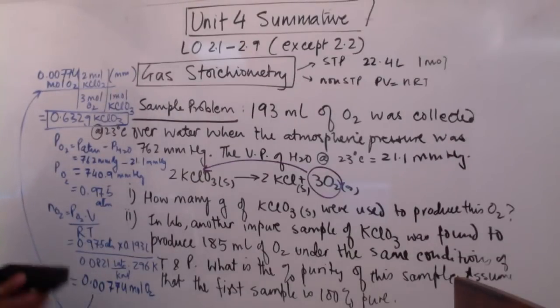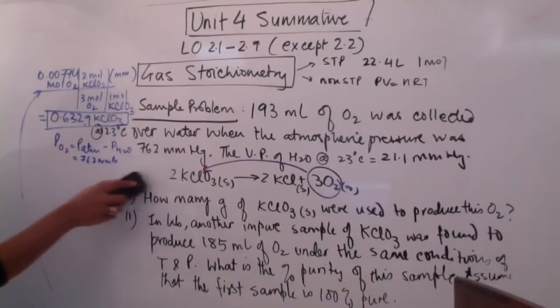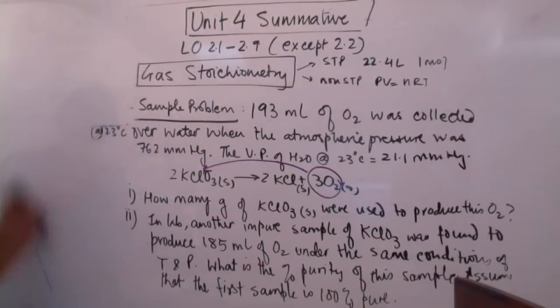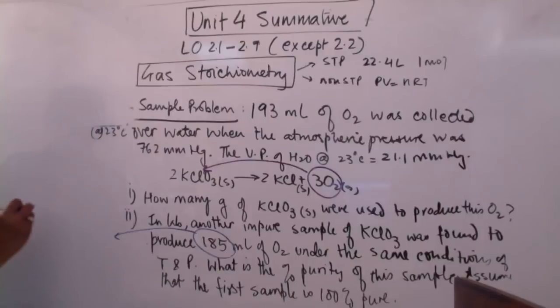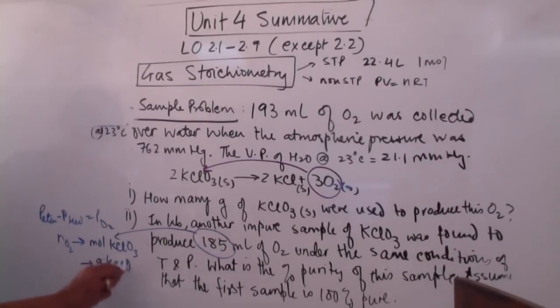Okay, let's do part two of the problem. In part two, and I just kind of wrote it up thinking that this kind of problem can be made, the thought process is, now we'll use 185 mL, and using P atm minus P water, we get P of O2, and then we get moles of O2, and from here we get moles of KClO3. From there we get grams of KClO3, right?